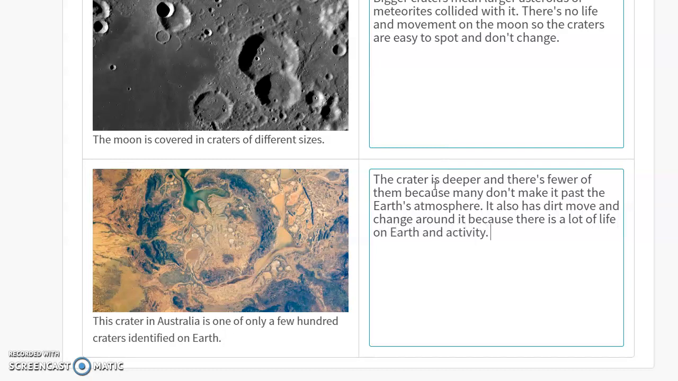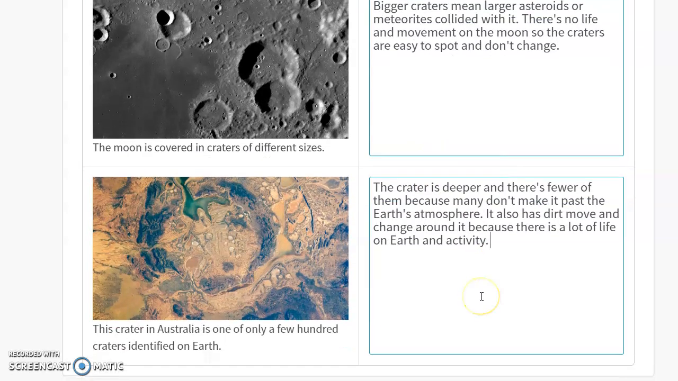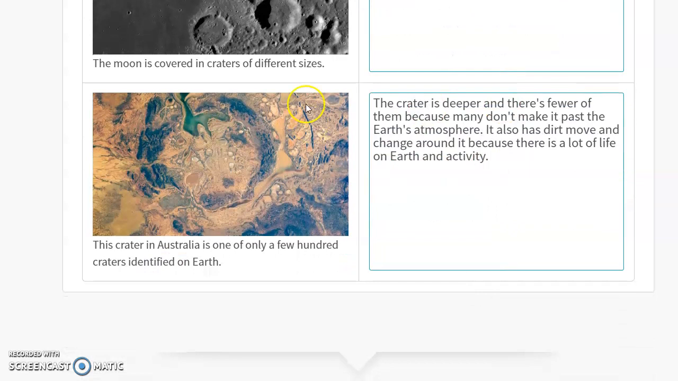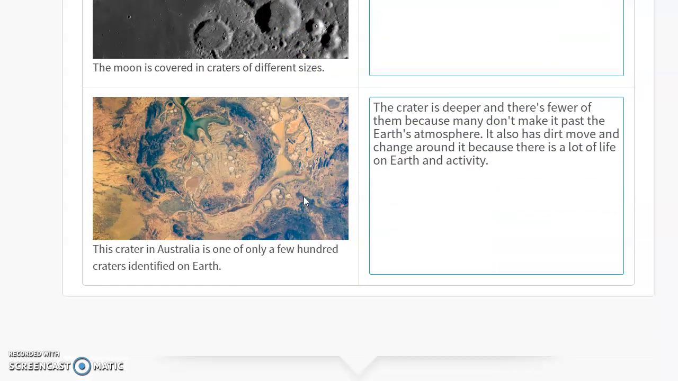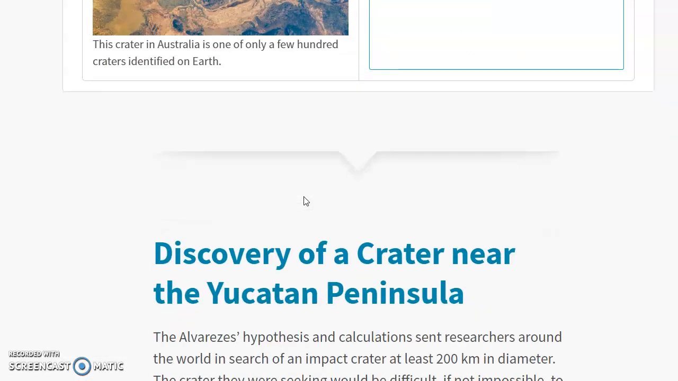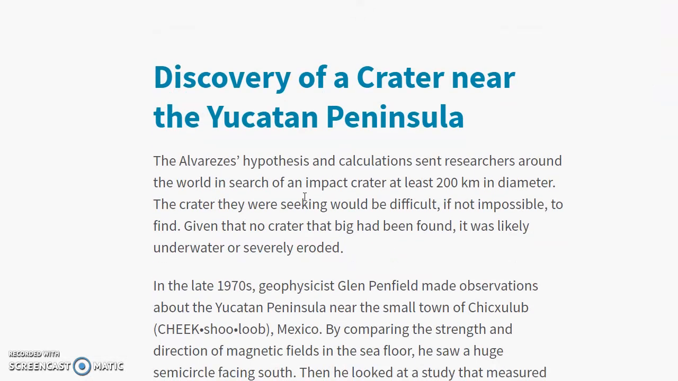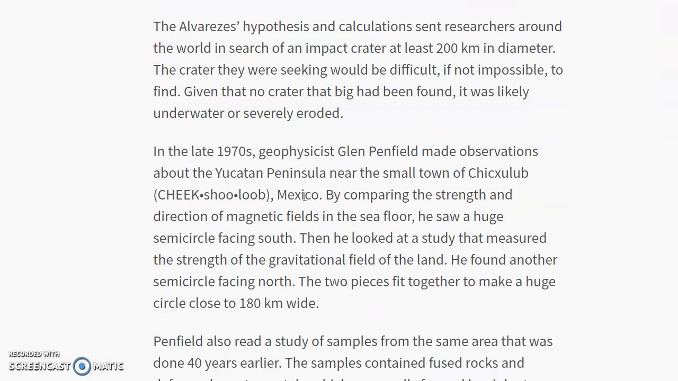So they're the same because they both, you can see that there's craters, there's indents, it's definitely asteroids and meteorites colliding with it, but it's easier to see on the moon because there's not that life and different things moving around to kind of disturb the dirt where the crater was.